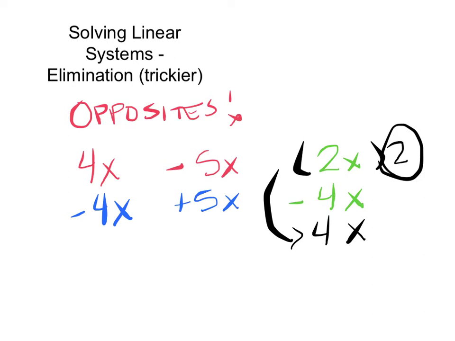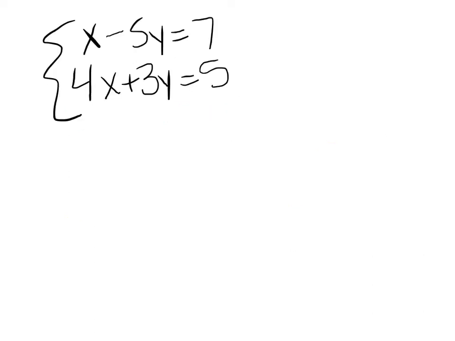So let's go ahead and start tackling some of these, seeing if we can find opposites, because that's what we want to keep in mind. Our goal is always opposites. Looking at this first example, we have it all in standard form, everything's all lined up, but we have x and 4x, we have negative 5y and positive 3y. Neither of them are opposites. So we want to think, how can I make opposites?